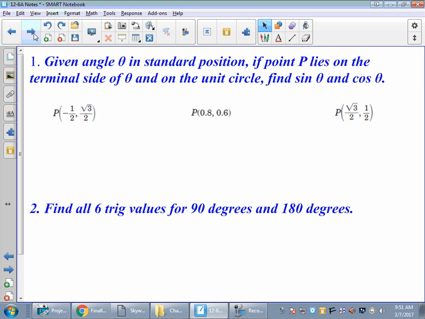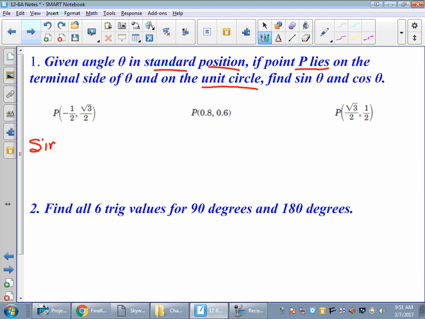So part of your homework is going to look like this. They tell you that theta is in the standard position, and then it lies on the unit circle. So point P lies on the unit circle. It has to be in standard position. They're never going to give you any that it's not. But that unit circle is so important. So they're asking you to find the sine and cosine.